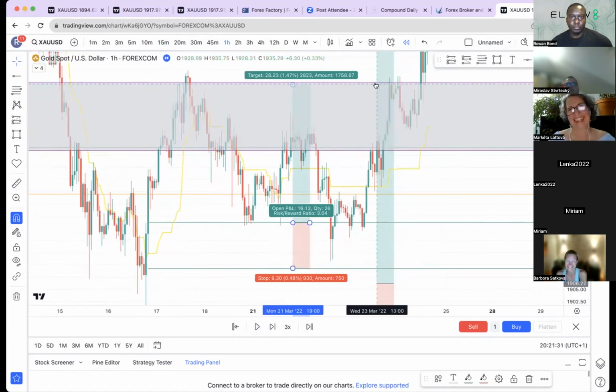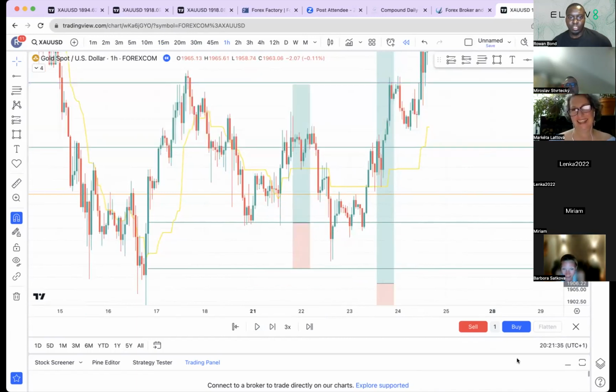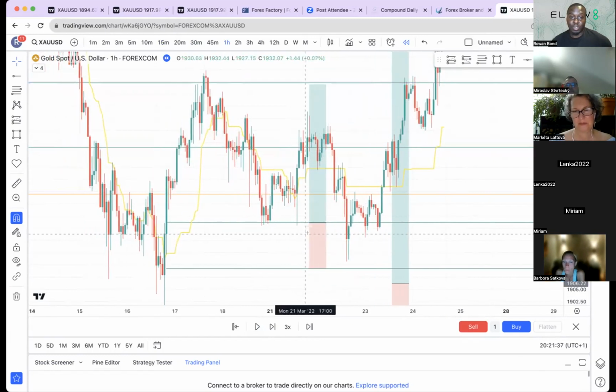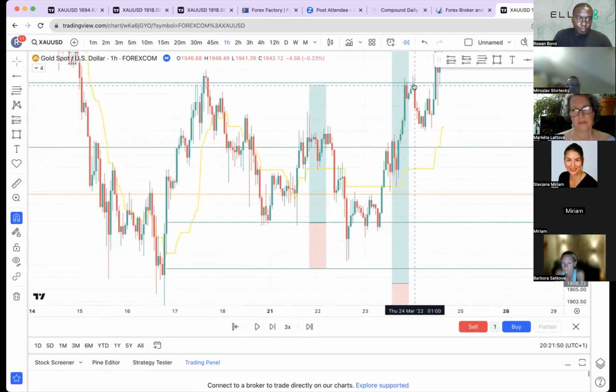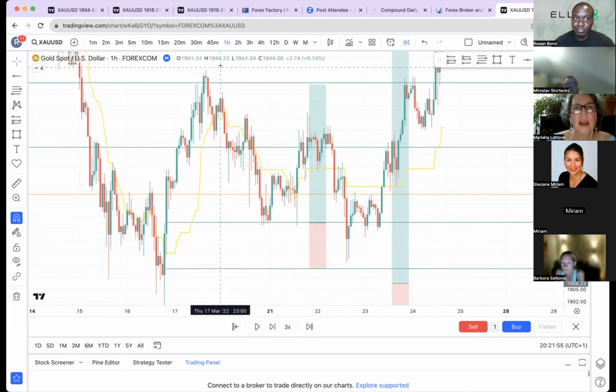Okay. The thing is, this would have been a good stop loss to have, but we hit our take profit area. This would have been a good stop loss for this case. It was close. Yes, it was just a small inch.